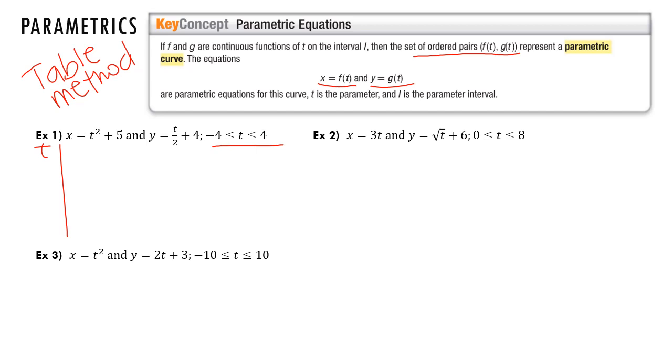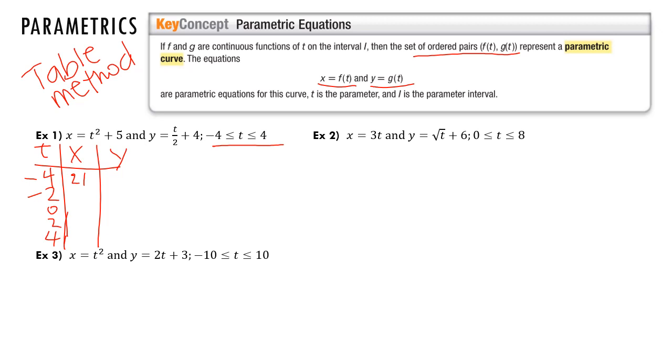Okay, so the table method is you have a T column, and we're going to split that interval up into negative 4, negative 2, 0, 2, and 4. 5 numbers is plenty. Then we have X and Y, and then we're going to see what kind of curve they make. So we're going to find our new XY points by plugging in T into both of the functions. So I'm first going to plug in negative 4 into the X function for T. And so that's negative 4 squared, which is 16 plus 5. That's 21.